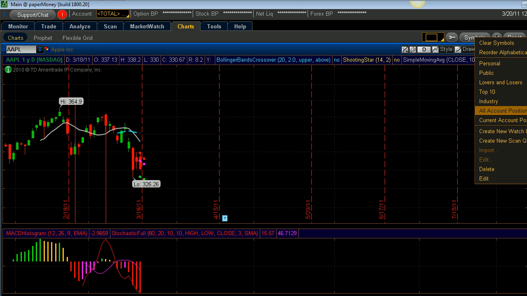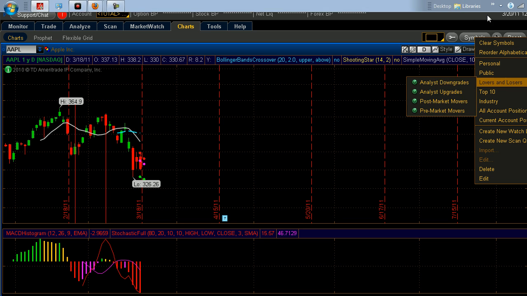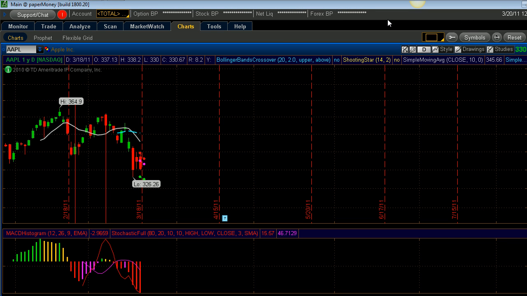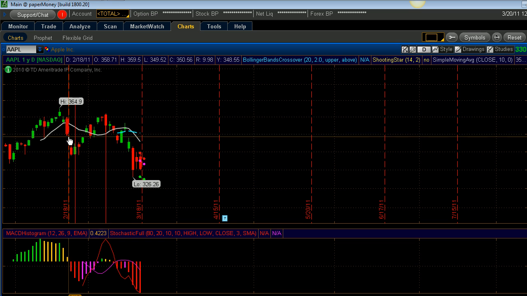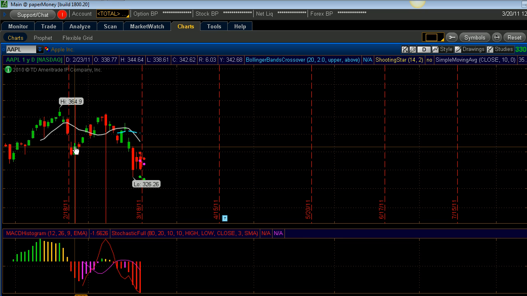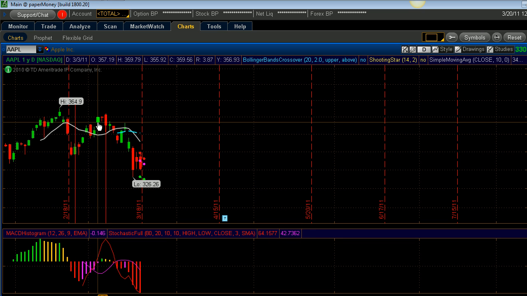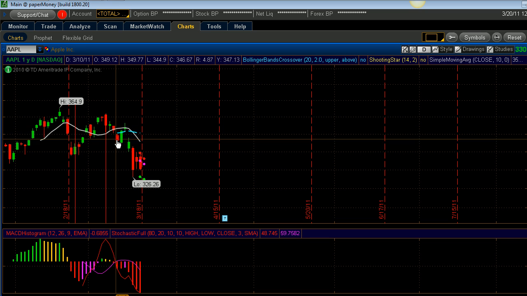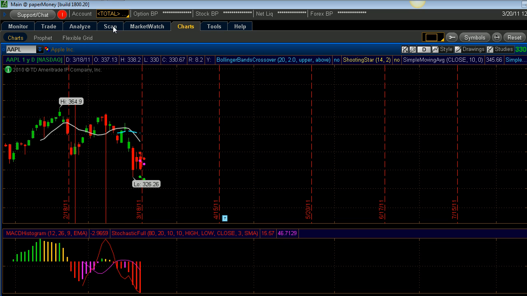So that's where we are. The histogram is very bearish. You can also see right here: gap down, gap fill, gap up, gap fill, gap down, gap fill. So you can always watch for those gap reversals as well.